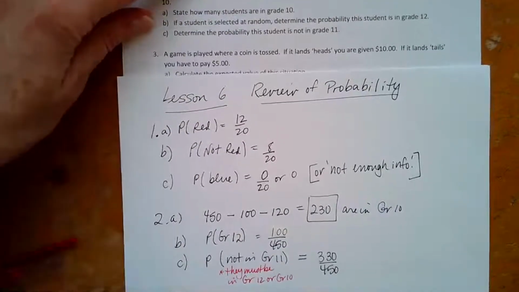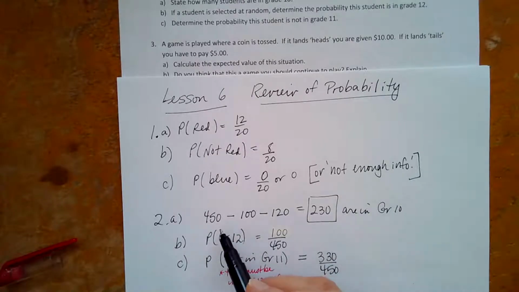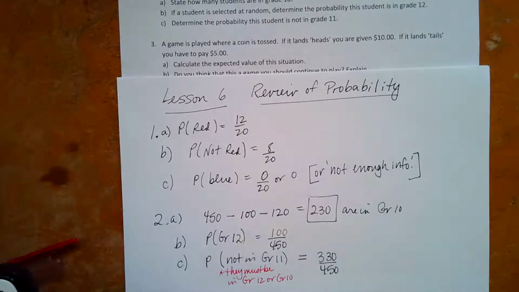You're being correct. Okay, did I get this one right? Not in grade 11 means I'm going to take my 450, take out my 120. I'm just going to double check that. 450, take away 120. Perfect. Okay.